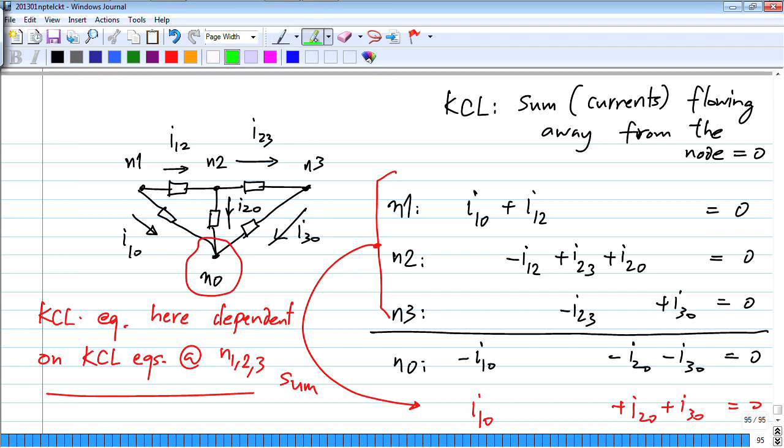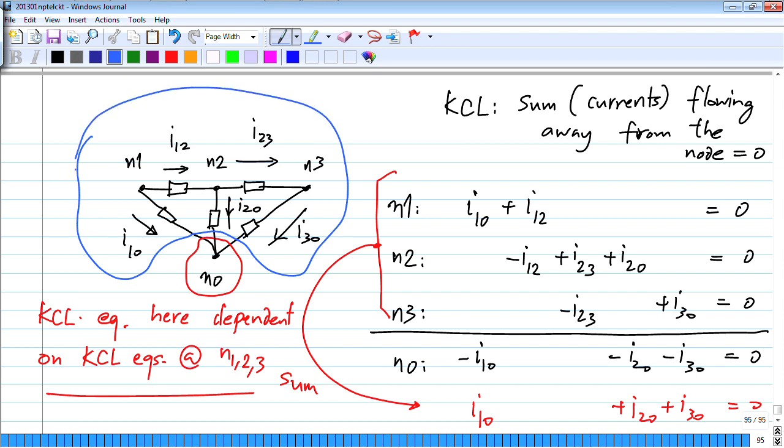So when I write KCL at node N0, I take this closed surface and say that the sum of all of these currents equals 0, the sum of all of the currents leaving this surface. Now instead of looking at the surface surrounding node N0, let me look at this surface surrounding the rest of the circuit. Okay. So as it encloses this complete circuit, the sum of currents flowing in all these wires that are cutting the surface will also be equal to 0.